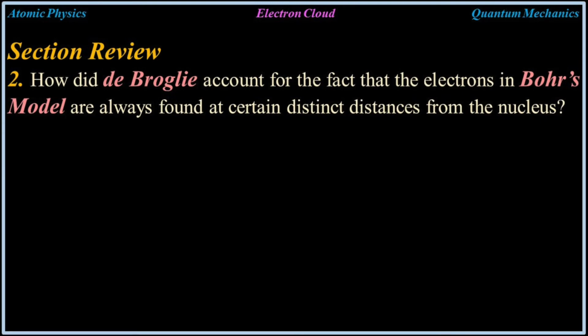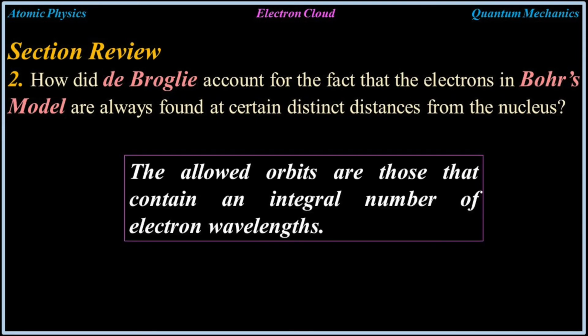How did de Broglie account for the fact that the electrons in Bohr's model are always found at certain distinct distances from the nucleus? The allowed orbits are those that contain an integral number of electron wavelengths.